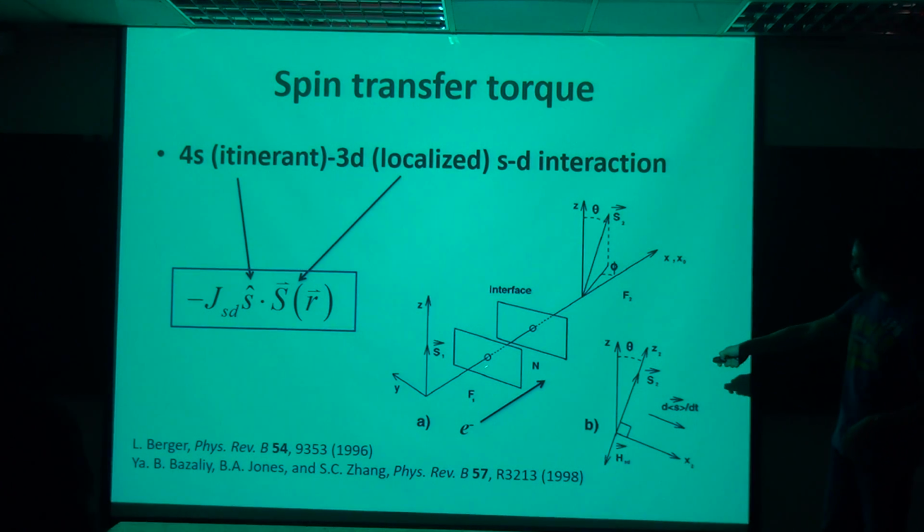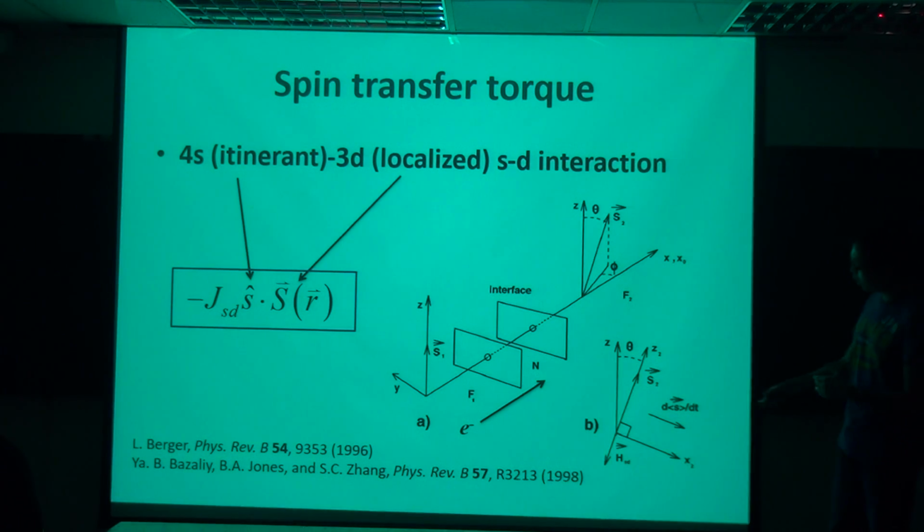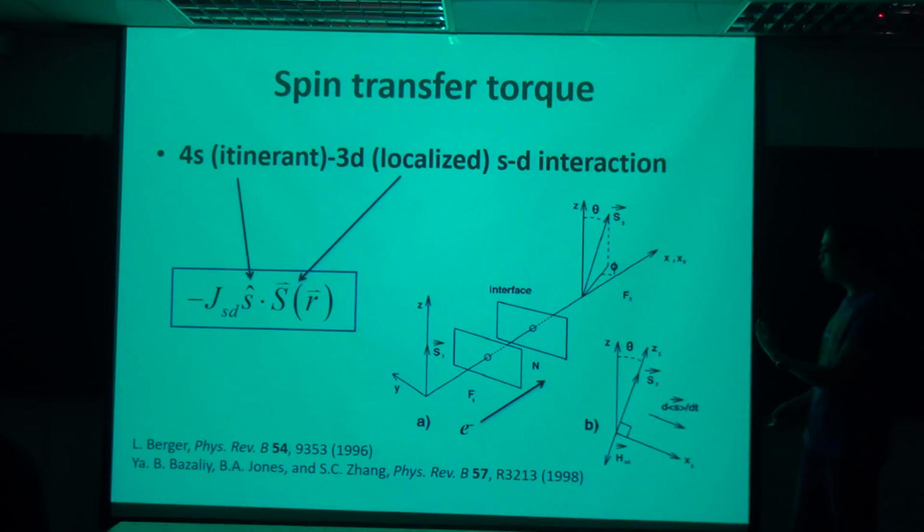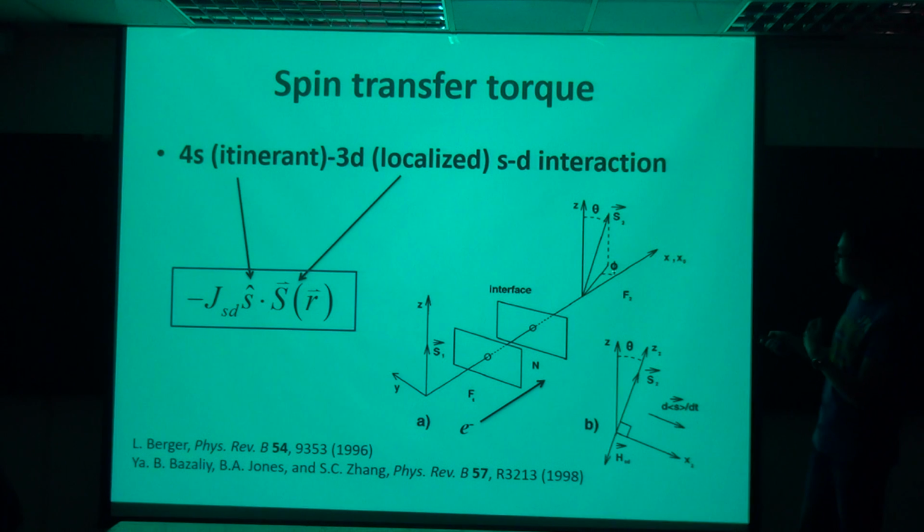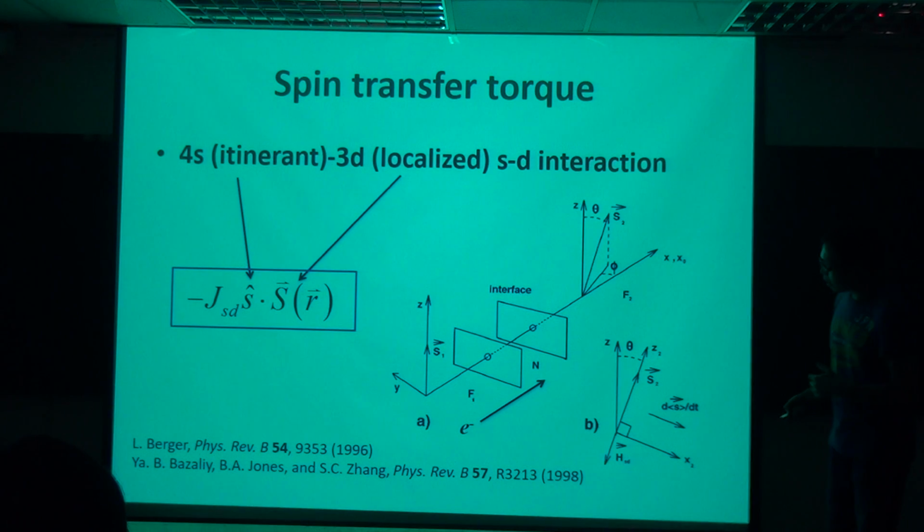And if you send an electron from the first layer to the second layer, then when the electron is passing through the first layer, it becomes spin polarized, and it will carry an angular momentum, and this angular momentum can act on the second layer. So you will give the second layer an extra torque, and we call this spin transfer torque.